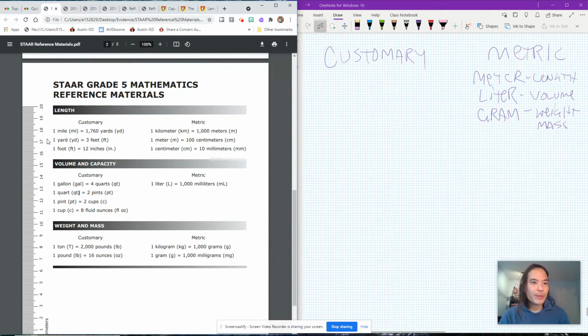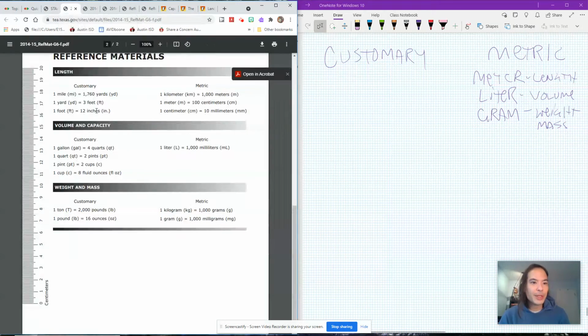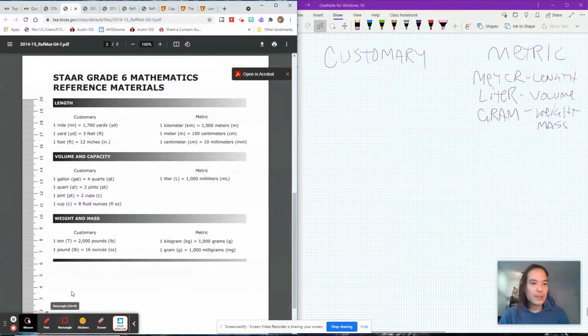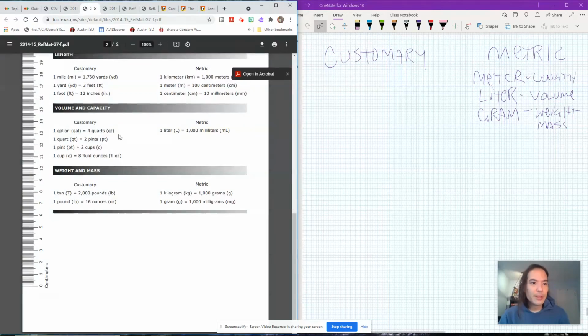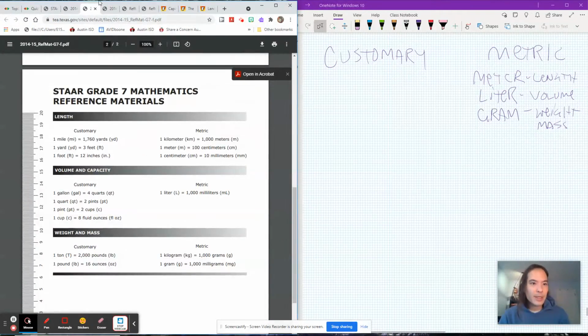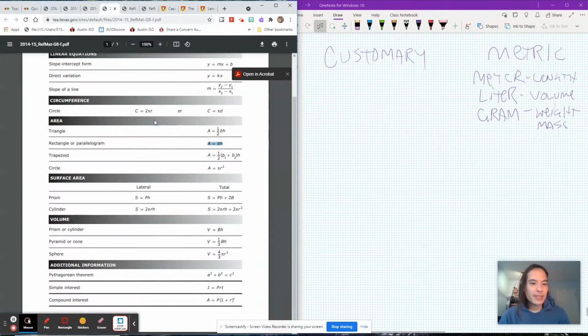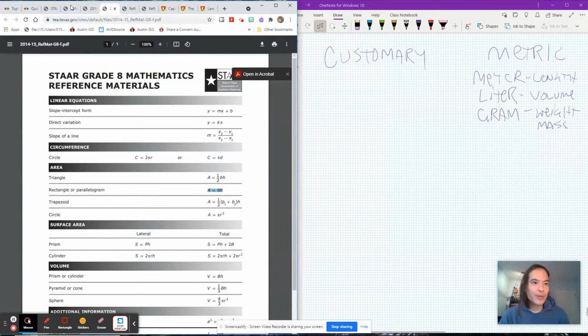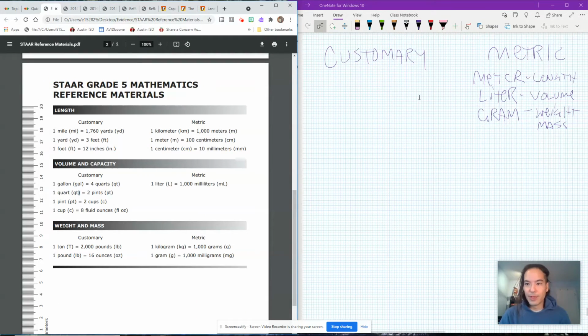Use your cheat sheet. Remember, you will get the same cheat sheet in 6th grade. You'll get the same cheat sheet in 7th grade. But by 8th grade, it disappears. So by 8th grade, you should know all of your measurement conversions, all right? But for now, use the cheat sheet.